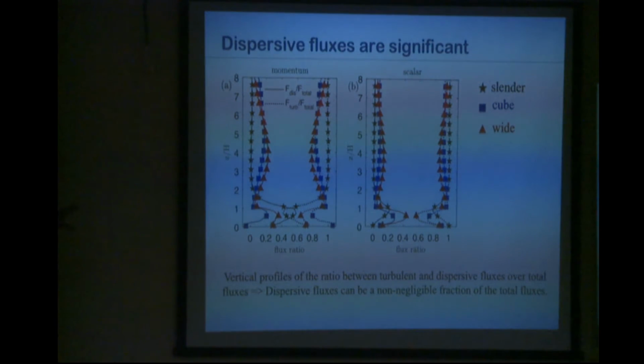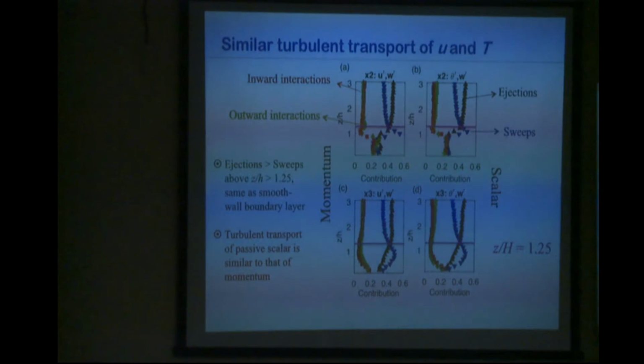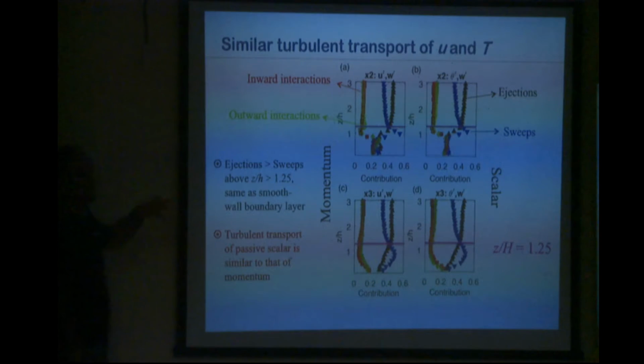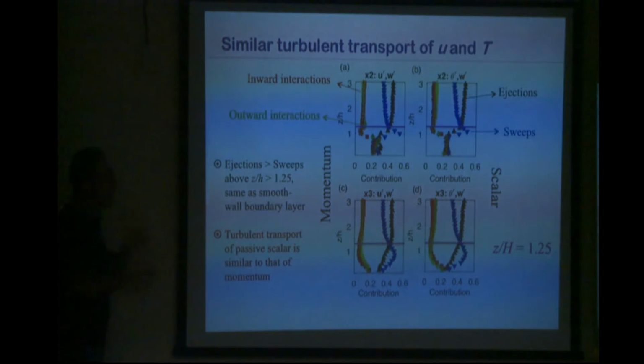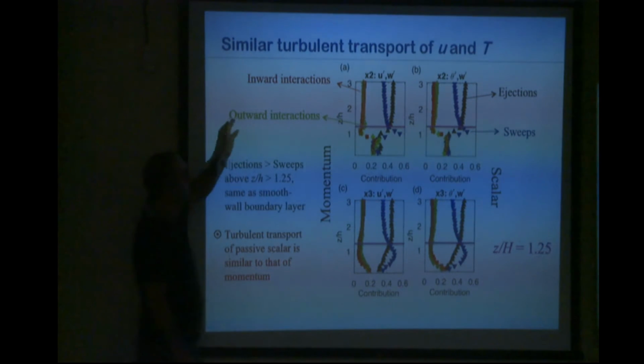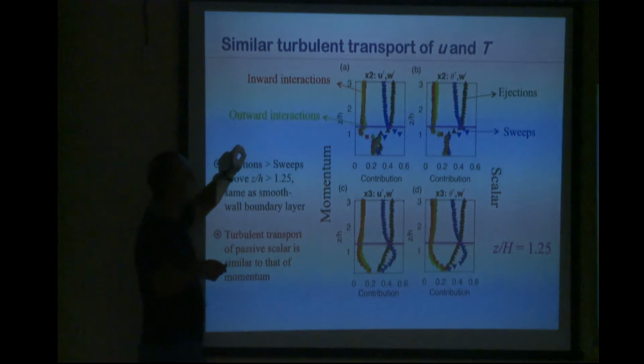Now, these resistances are not only trying to represent turbulent, but also are trying to represent some dispersive fluxes. So we kind of answered the first question, that both turbulent and dispersive fluxes are important. The second question we had is how are momentum and heat fluxes similar or different? We did a quadrant analysis, and if you don't know what quadrant analysis is, don't worry about it. So we have ejection, sweep, inward and outward interaction.